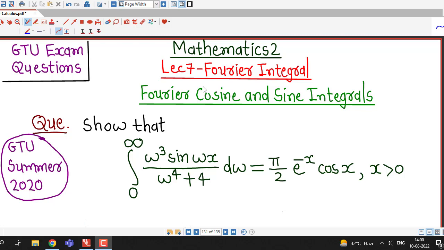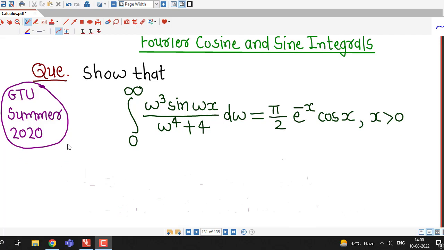Hello friends, I welcome you in lecture number 7 on Fourier integral. In this lecture we will discuss this question on Fourier integral which was asked in GTU Summer 2020 exam.